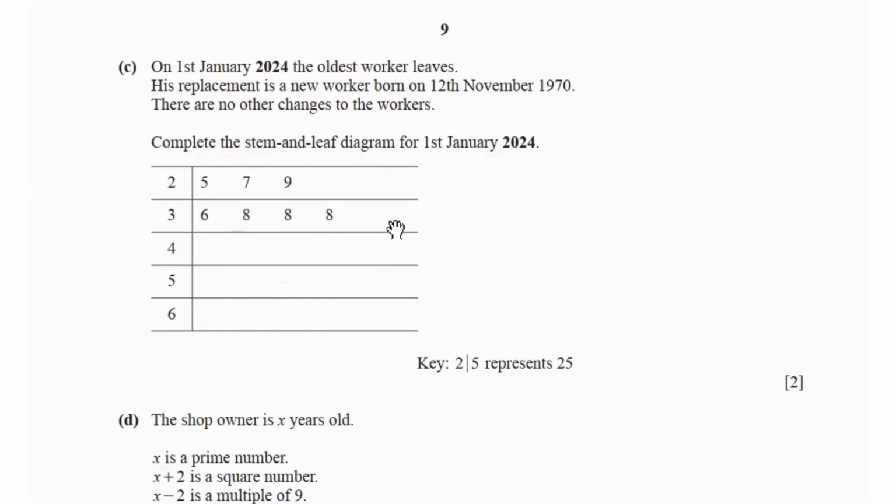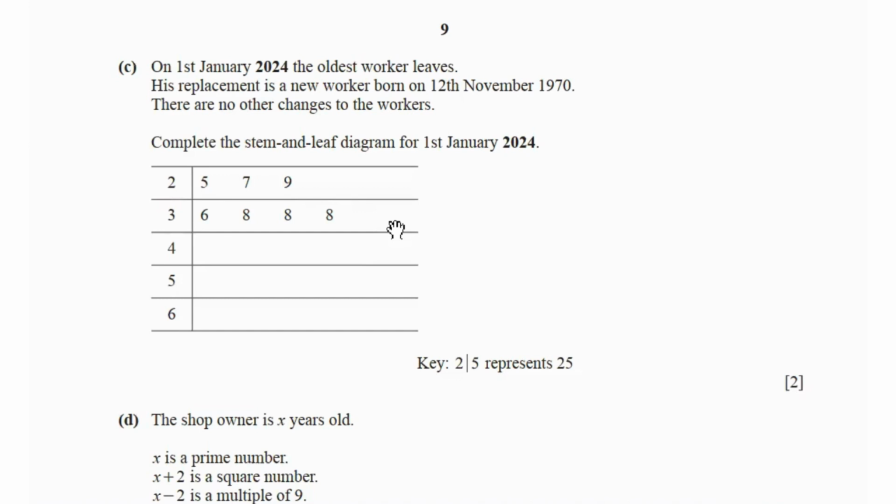Part C says on 1st January 2024, now the oldest worker leaves. So his replacement is a new worker born on 12th November 1970. There are no other changes to the workers. So the oldest worker, which was the 61-year-old man, he left in 2024. So we have to complete the stem and leaf for the 1st January 2024.